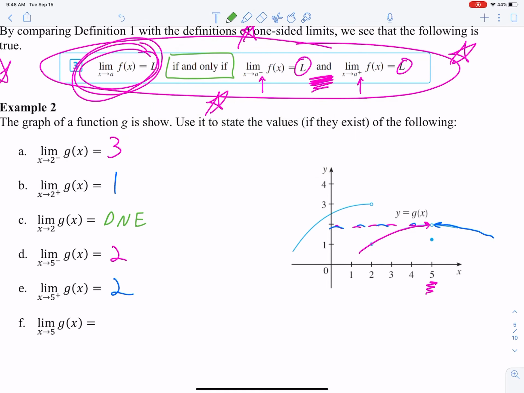So guess what that means by the statement above? Since the limit from the left and the limit from the right are both equal to 2, then the limit exists and is equal to 2 as well. All right, so this is important stuff. Make sure you're getting it. If not, make sure you're asking questions.